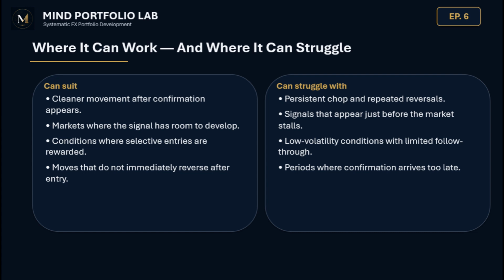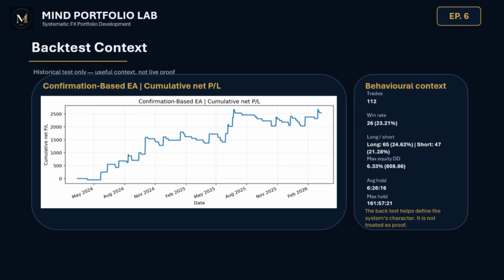So again, this is not a system that should be judged trade by trade. A single winning trade does not prove anything. A single losing trade does not mean the system is broken. What matters is whether the system behaves in a way that still makes sense over a larger sample.